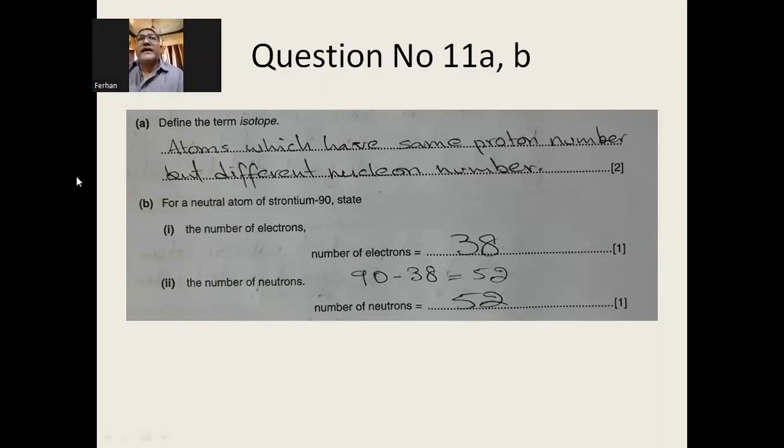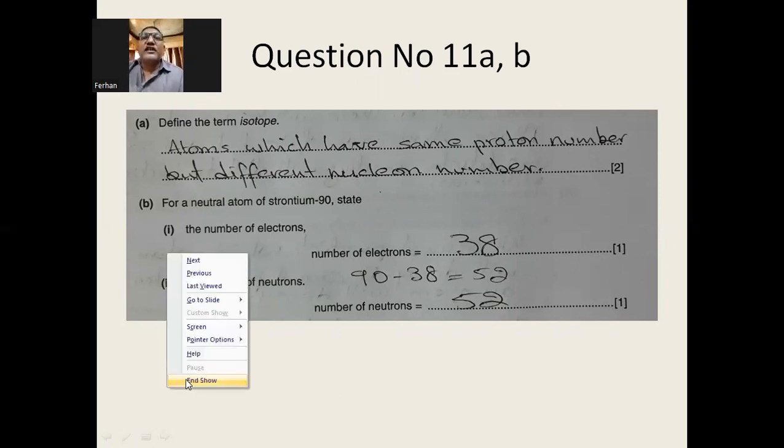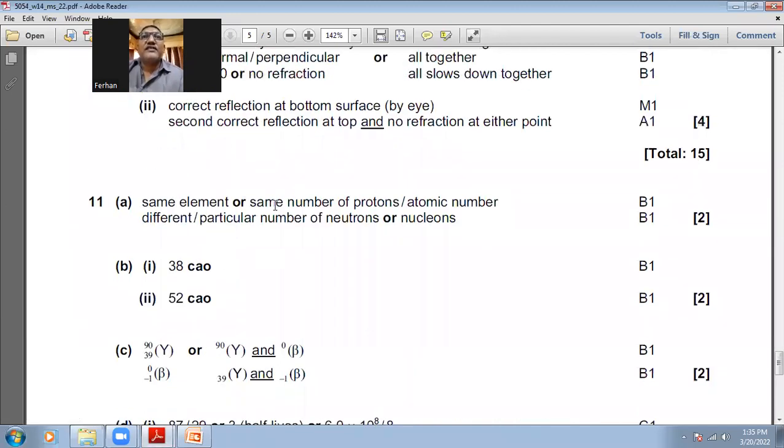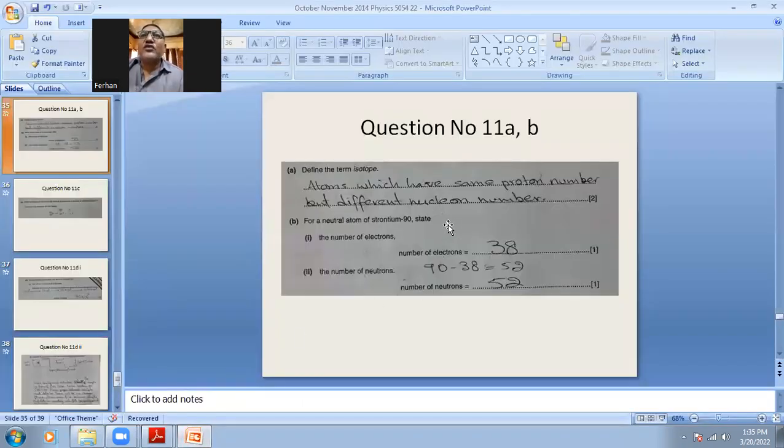So if you look at here, atoms which have the same proton number but different nucleon number are known as isotopes of each other. Okay. Then let me first go to the marking scheme. It says same element or same number of protons, atomic number, different neutron number or nucleon number. Remember these spellings because I always forget them. Nucleon number. Okay, so my spellings are right.